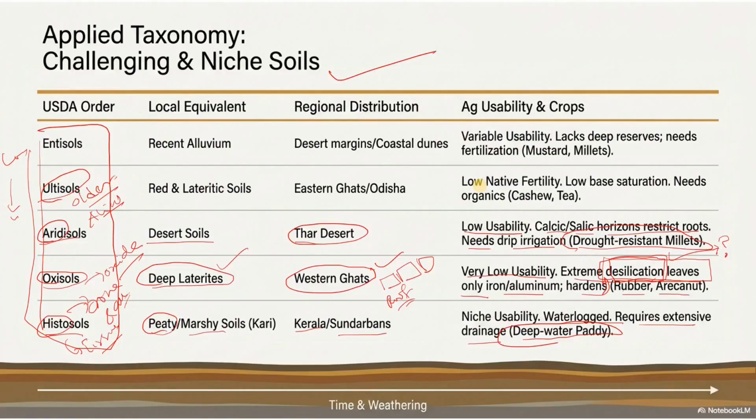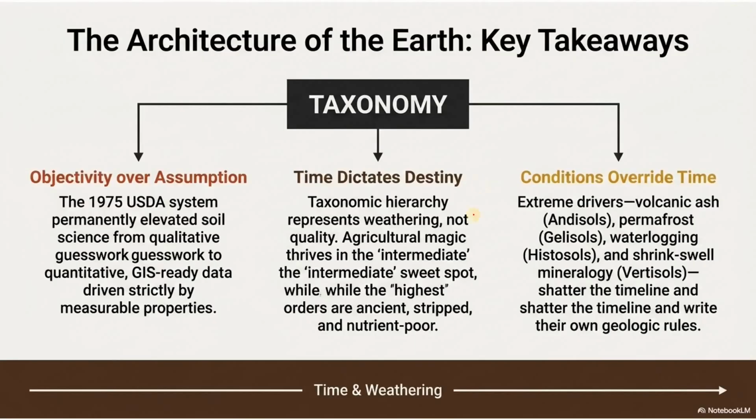So here we have come to the end of the soil taxonomy class. We have studied the evolution of soil classification and how the weathering process tells us about the time used for classification of the soil, and the other conditions that add soils which do not fall under the time and weathering process. Those are Andisol, Gelisol, Histosol, and Vertisols.